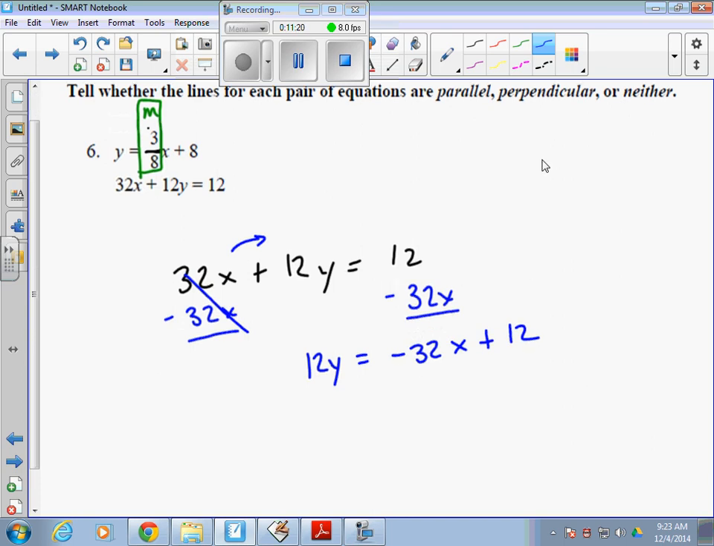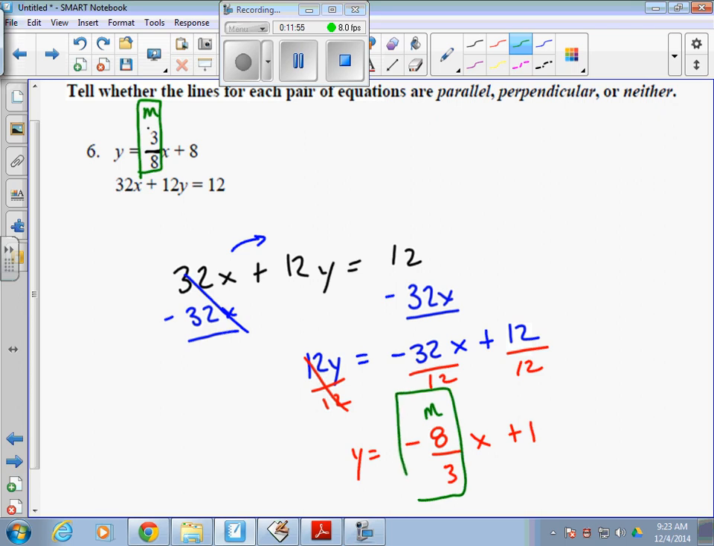And then when you divide by 12 on both sides, you got to make sure to divide everything. y equals negative 32 over 12. 12 doesn't go into both of them, but the number 4 does. 4 goes into 32. It's a negative divided by positive, so it's going to be a negative. 4 goes into 32 8 times, and 4 goes into 12 3 times. So you have negative 8 over 3x. 12 divided by 12 is plus 1. So you can see what the slope is now. It's negative 8 over 3.